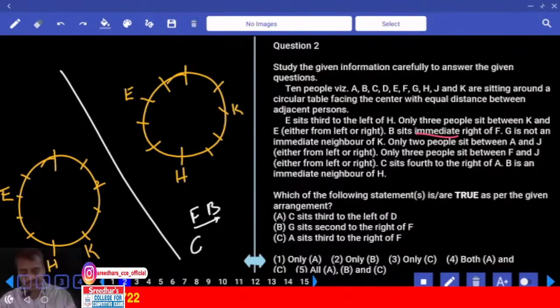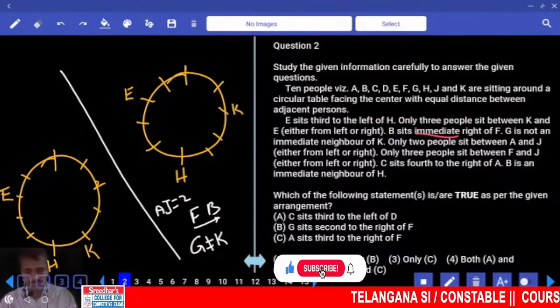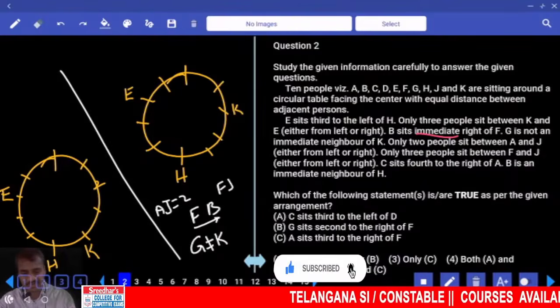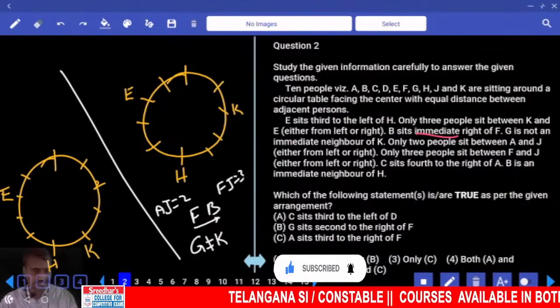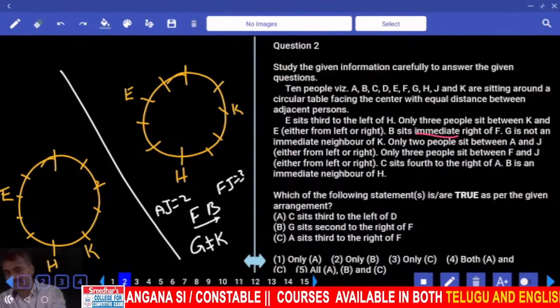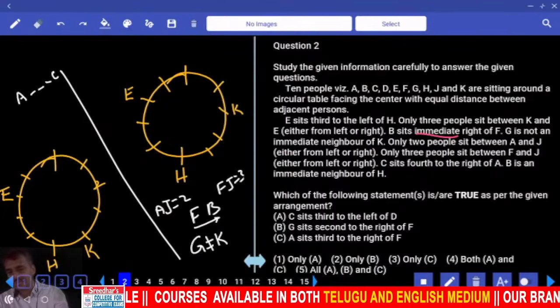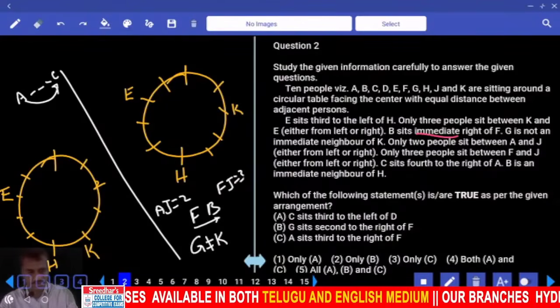G is not an immediate neighbor of K. G and K are not adjacent. And 2 people between A and G. A and J, how many? 2 people. And 3 people between F and J. F and J, there are exactly 3 people. And C sits 4 to the right of A. And C is 4 to the right of A. 1, 2, 3, C is 4 to. Now C sits 4 to the right of A.